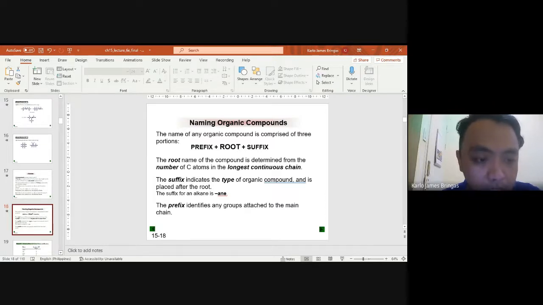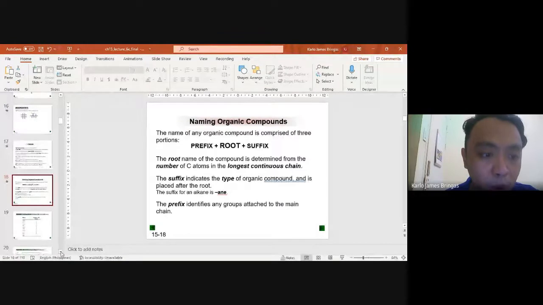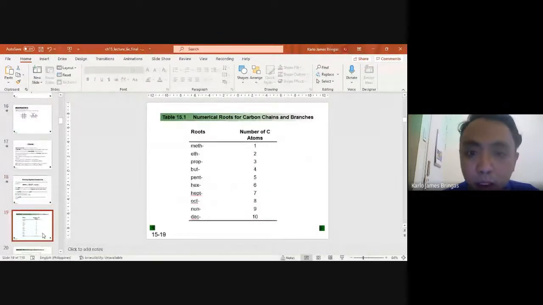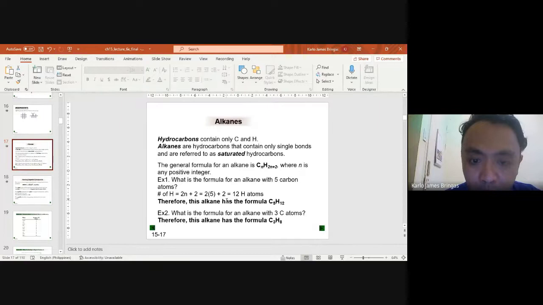So by the way, this one is shared lang naman sa ating Quipper. So you can just download this PowerPoint there. So what we need to do is we have to familiarize these roots in here. So for example, copy ko ito sila.